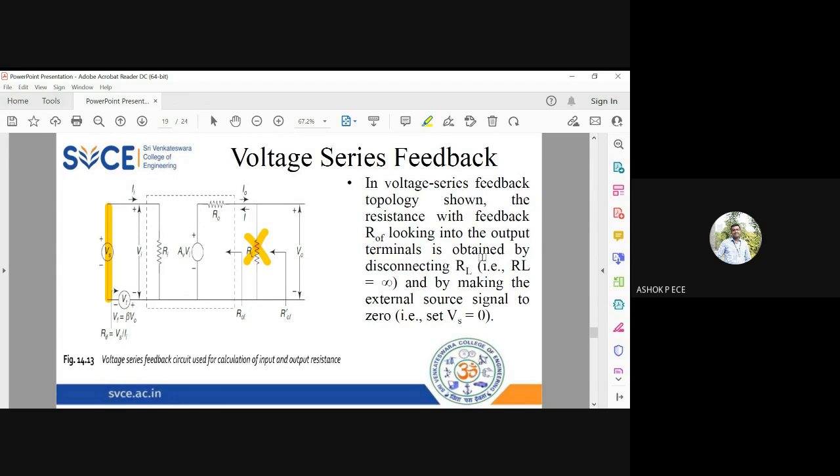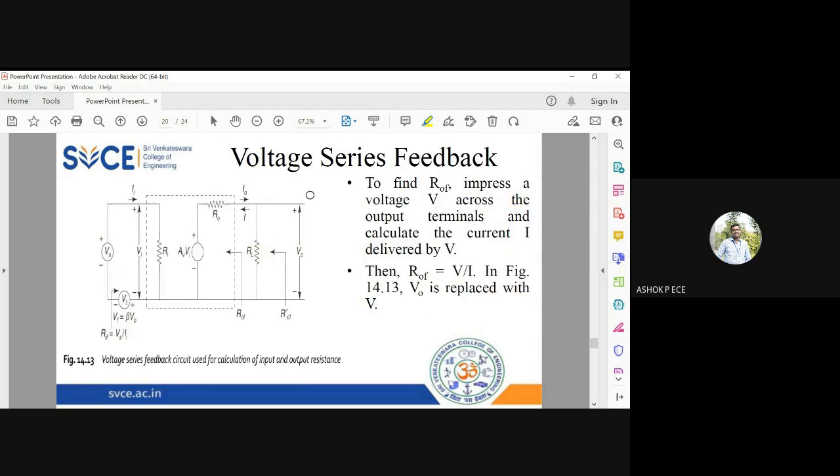So see here, that is what is given. For this feedback, for finding out R0F, first disconnect your load, or consider RL to be infinity, and then you should short circuit your source. Or I can say it is equivalent to putting Vs equal to 0.